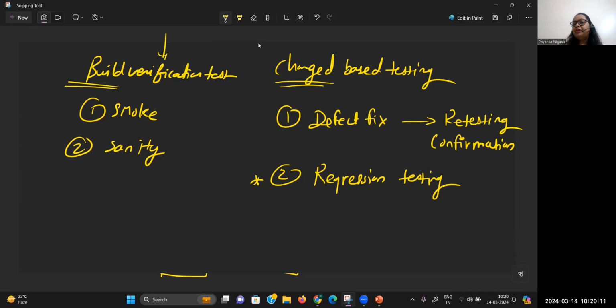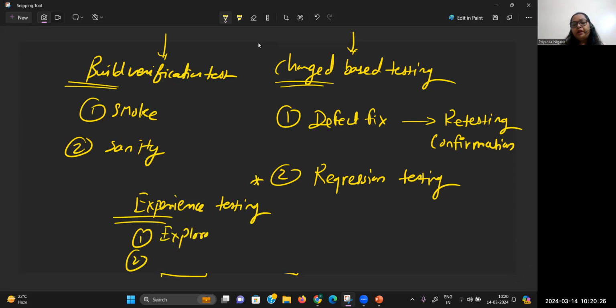So we have some special types to be covered. What are build verification types? What are change-based testing types? Even what are experience-based testing types? Okay, everything we will be learning. But in experience-based, two types are again important: exploratory and error guessing. So this is how you will be learning the complete testing phase.